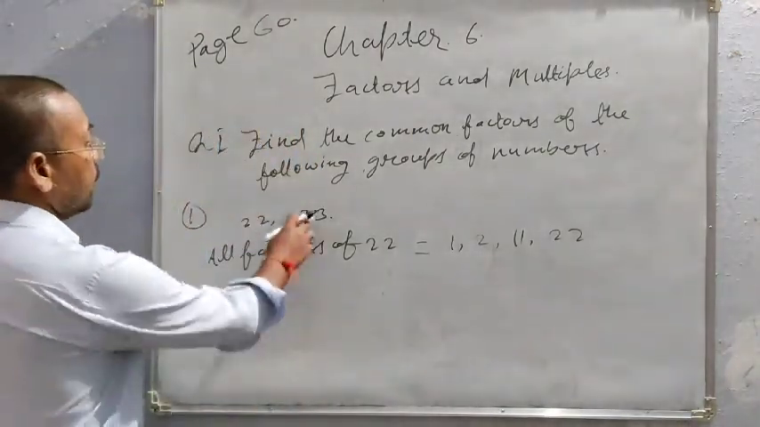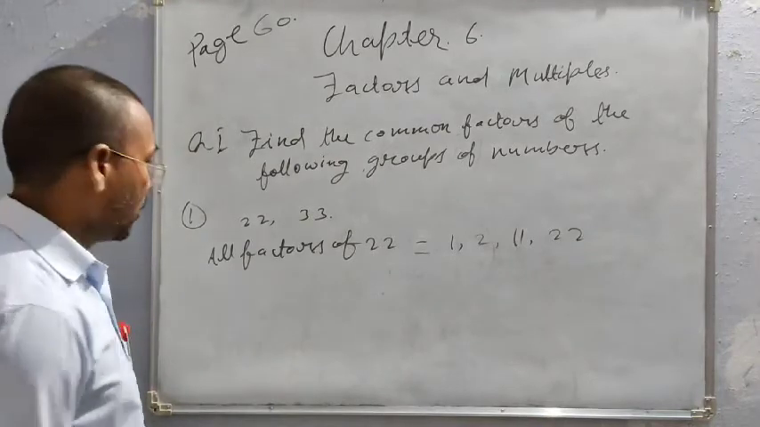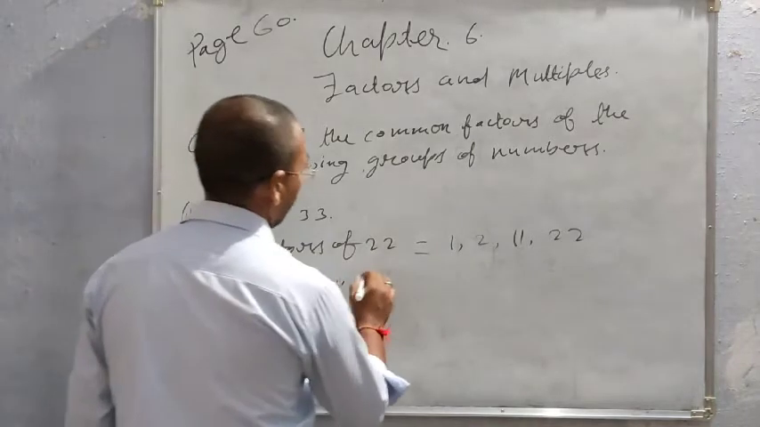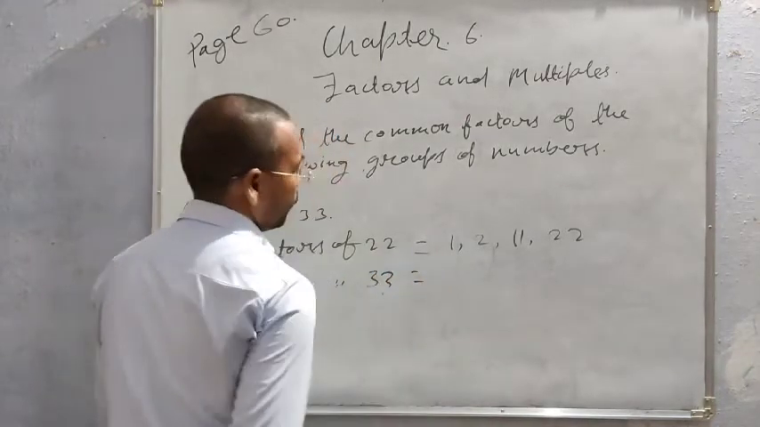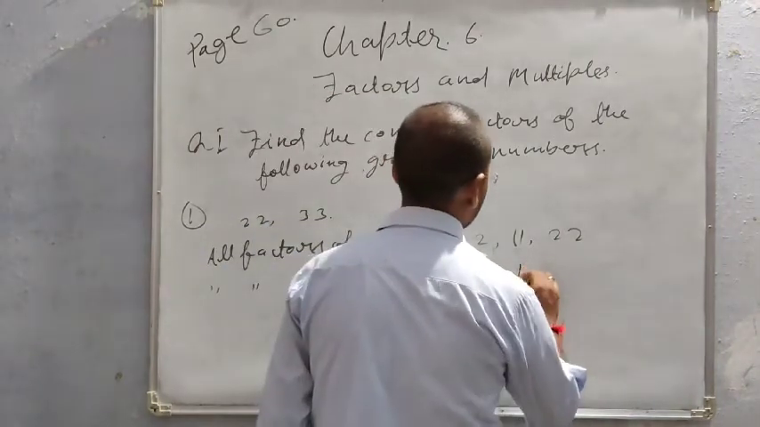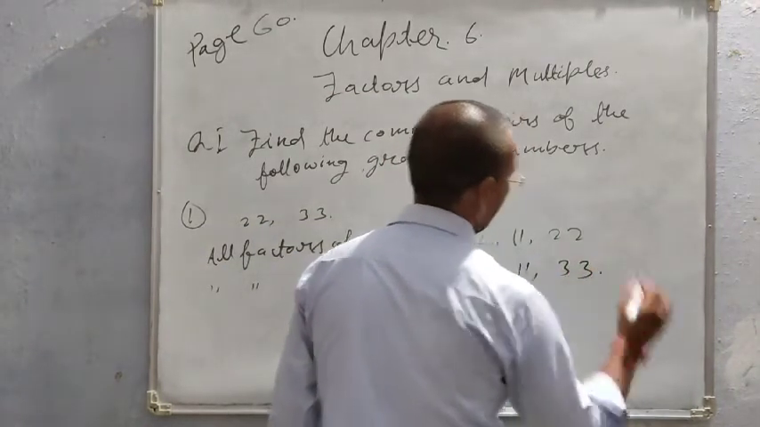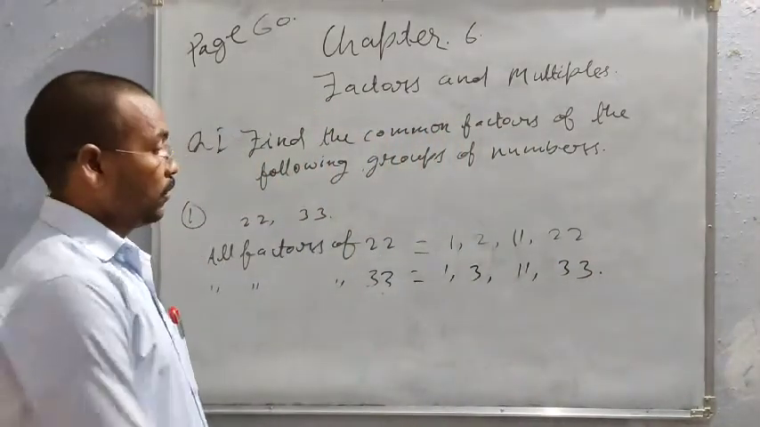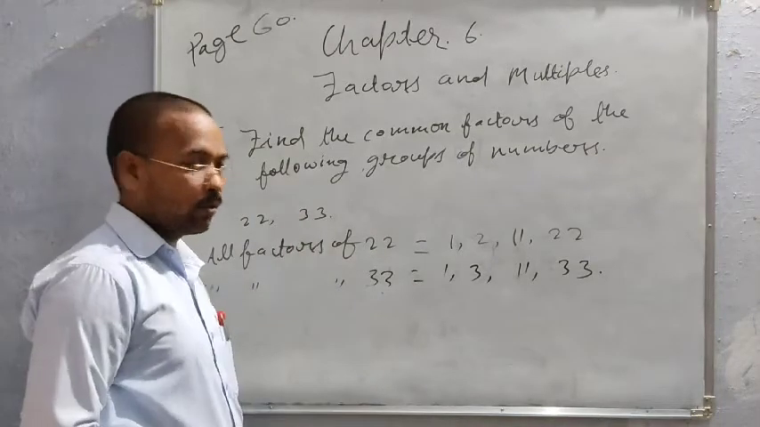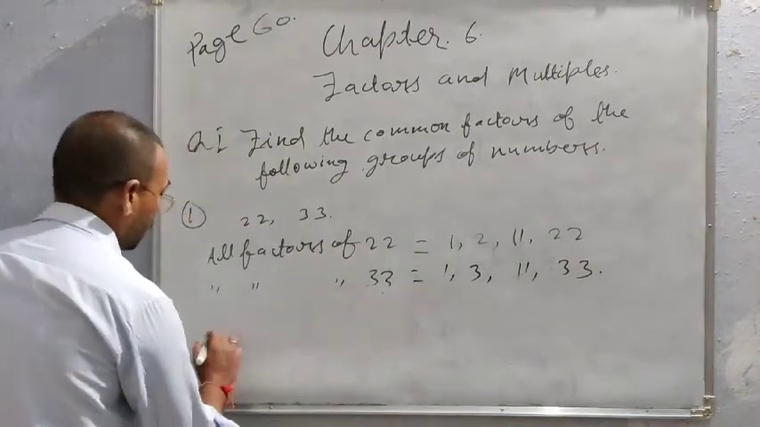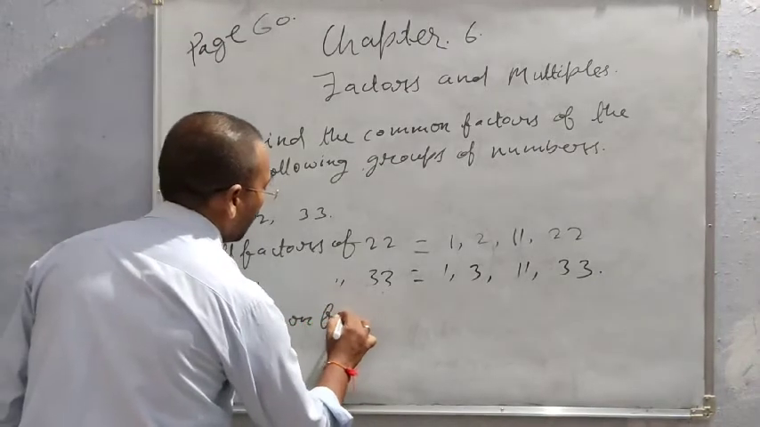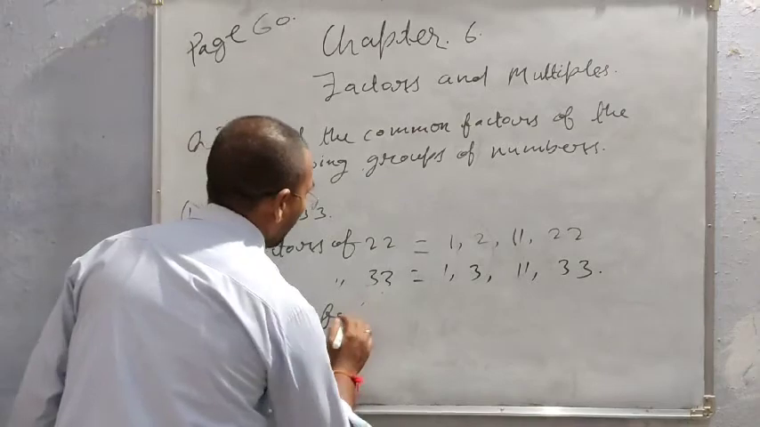So after that you have to write all the factors of 33. All the factors of 33: 1, 3, 11 and 33. Then you have to select the numbers which are factors of 22 and 33 both. Here it is asking common factors.